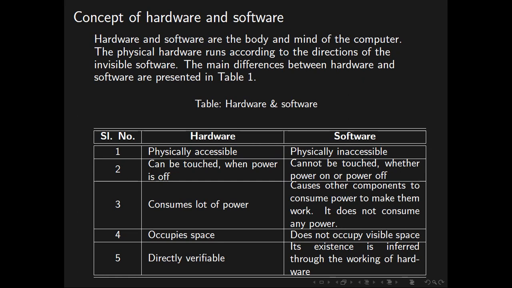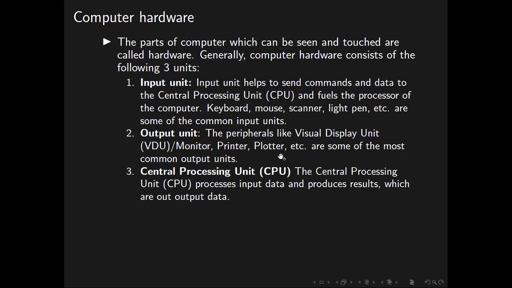Now we move on to the three major units of hardware. Hardware has got three major components. One is the input unit, the other one is the central processing unit or CPU, the third one is the output unit. Okay, we will go by this order. What are the units available in hardware? Input unit, output unit, central processing unit.